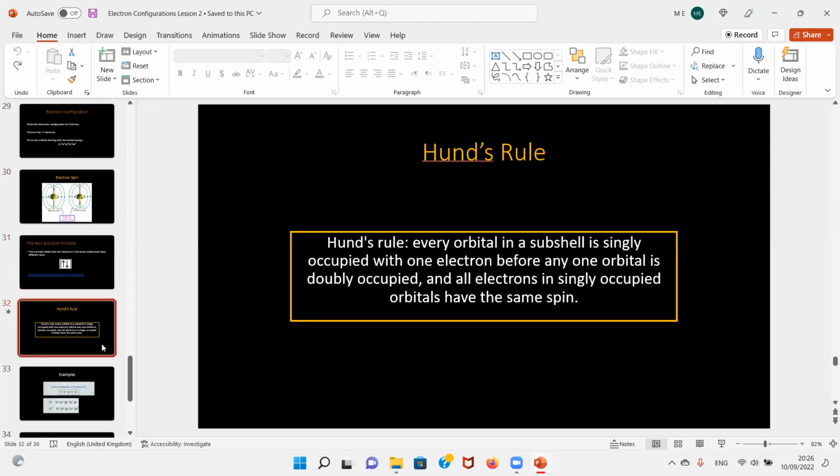And finally, Hund's rule says that if you want to distribute the electrons, they have to be distributed as single electrons first, and then they will be paired up. And as you can see in each of these rules, we have also included the definition that you should learn.